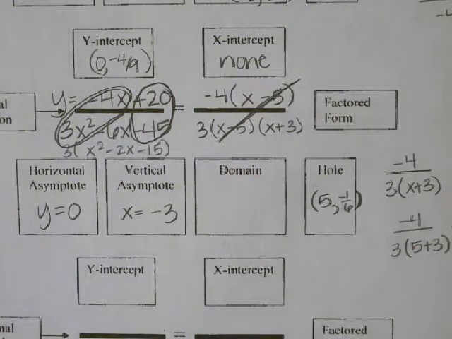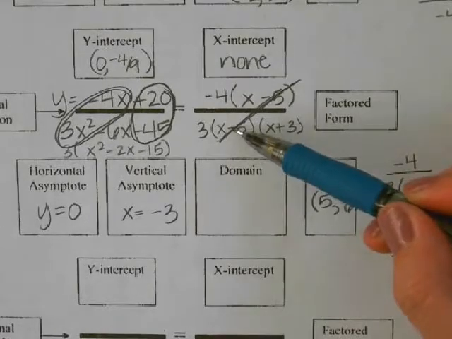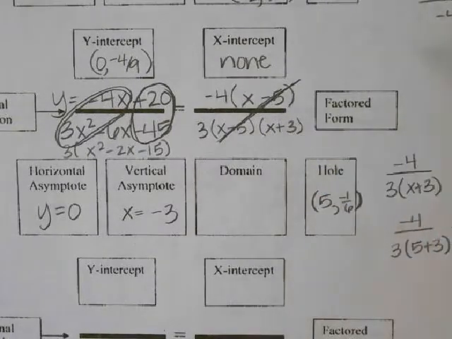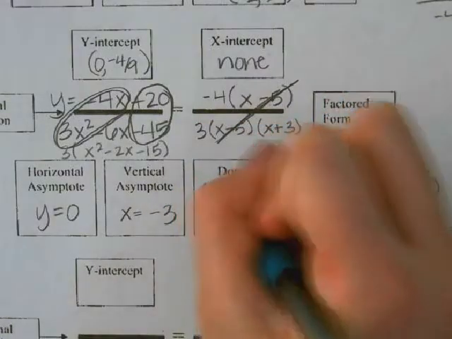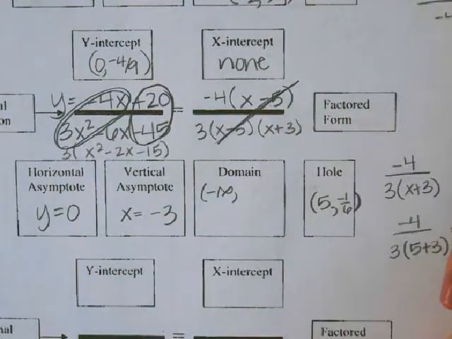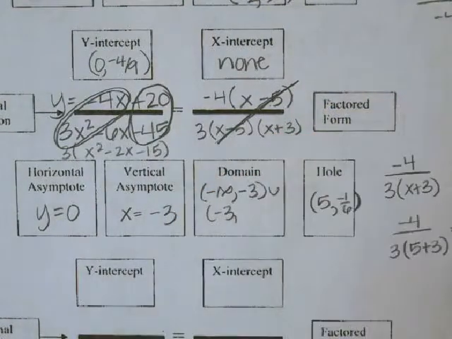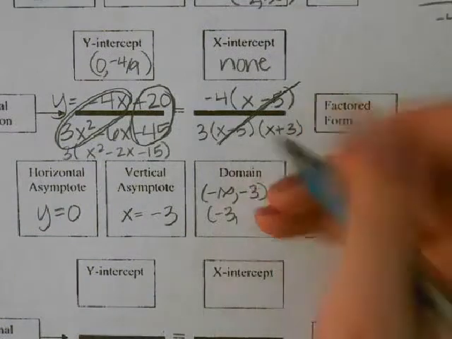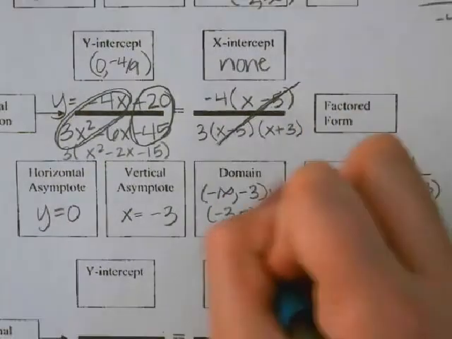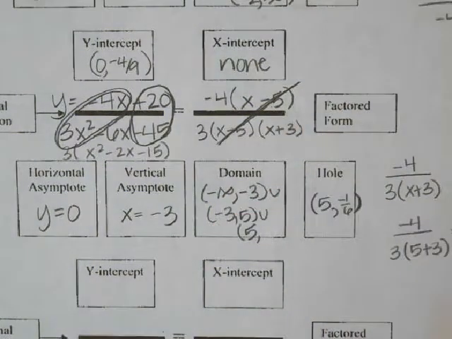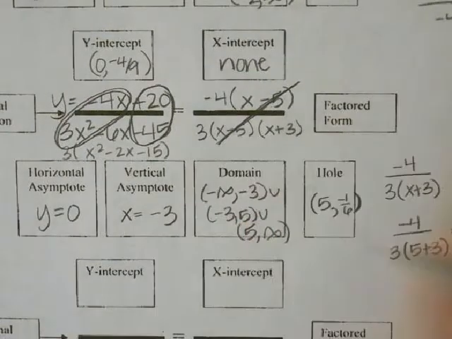And what numbers are we skipping on the domain? 5. We're skipping 5. And we're skipping negative 3. So we should say negative infinity to negative 3, because that's the smaller one. And then negative 3 to positive 5. Good. And then 5 to infinity. Good. Okay. We're going to draw this again.